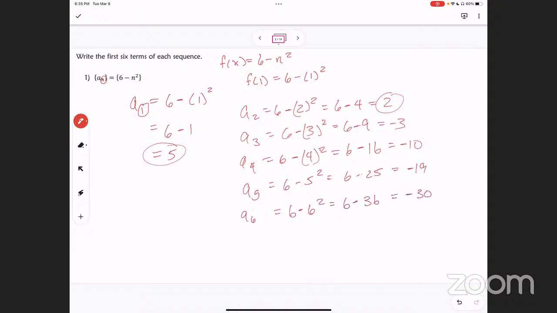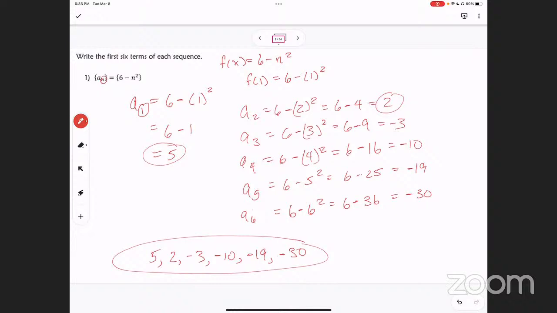So your first 6 terms, the way you would write them is as a sequence: 5, 2, negative 3, negative 10, negative 19, negative 30. That's how I write my answer. I don't show all my work like you have it laid out there on the right. You can show your work, but this is your sequence. Okay, yeah. That makes sense.